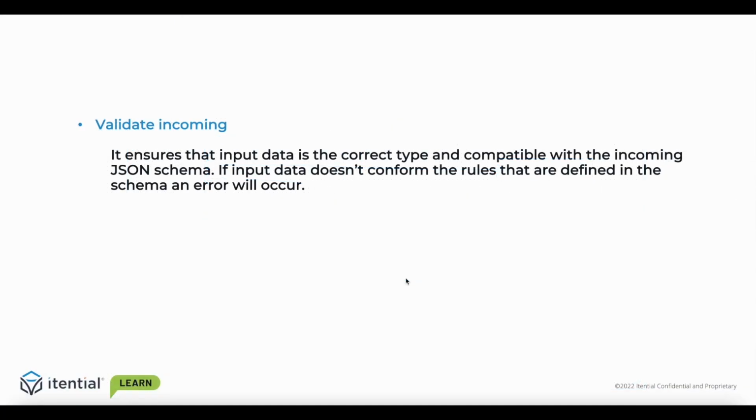We will start with Validate Incoming. It ensures that input data is the correct type and compatible with the incoming JSON schema. If input data does not conform with the rules defined in the schema, an error will occur.